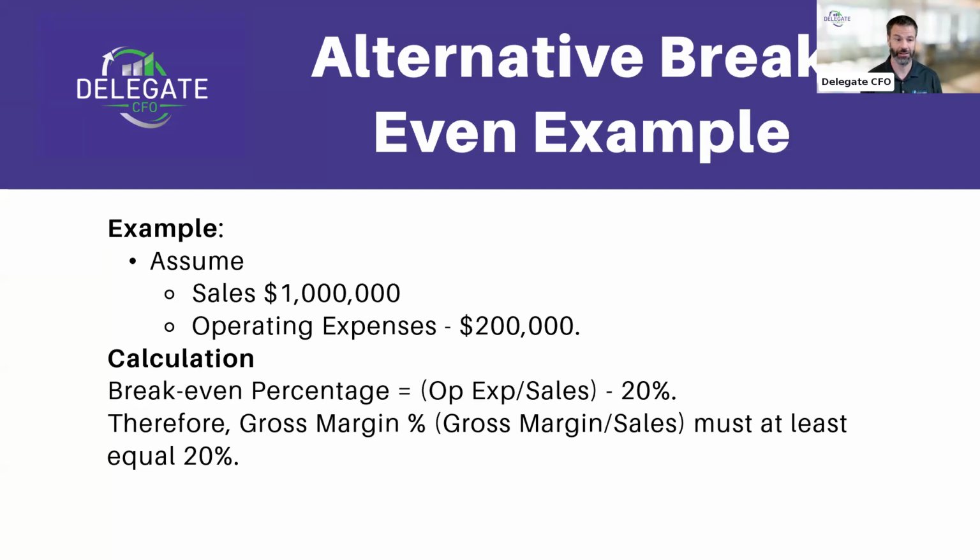And the way to think about that is, let's say our gross margin is 200,000. If we just look at simplistic numbers, if our gross margin is 200,000 and we subtract our operating expenses of 200,000, we're going to be at zero, which is break even. And again, gross margin of 200,000 is 20% of the respective sales, and that's our gross margin percent.